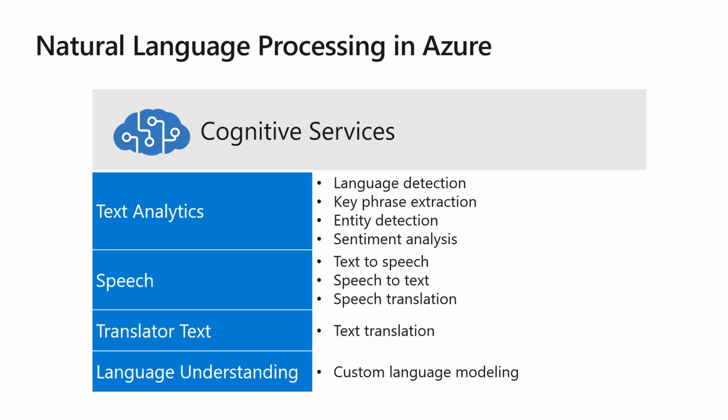But for the moment, let's just list them out. For text analysis, there is the text analytics service, and that lets us do language detection, key phrase extraction, entity detection, and sentiment analysis. If you need to deal with spoken words, then you can use the speech service, which has text to speech and speech to text, so you can both recognize and synthesize text, and also speech translation, so you can translate speech between different languages. If you need to translate text, there's a separate translator text service that's used to do that. And then finally, there's the language understanding service, or LUIS as we call it, that is used for building custom language models.